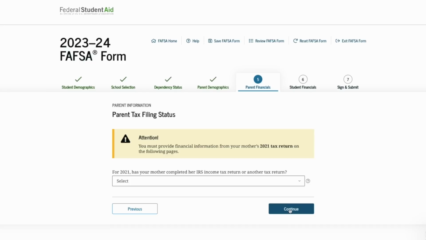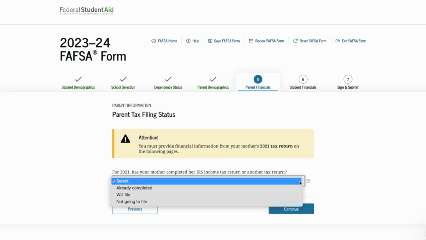When we get to the asset section, I'll be sure to call out the information you need to report and from what time period, which should be assets and balances as of the value today. The first question will ask you whether your mother has already completed her IRS tax return.